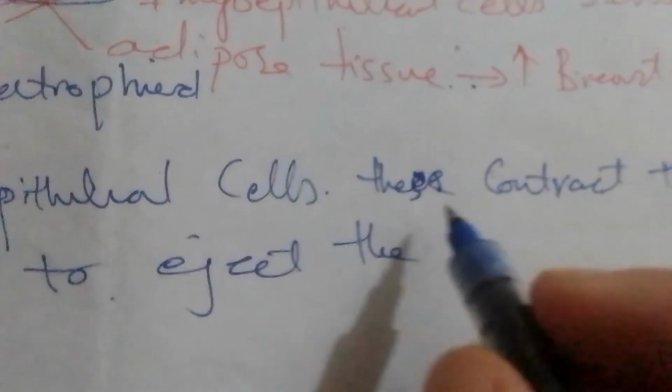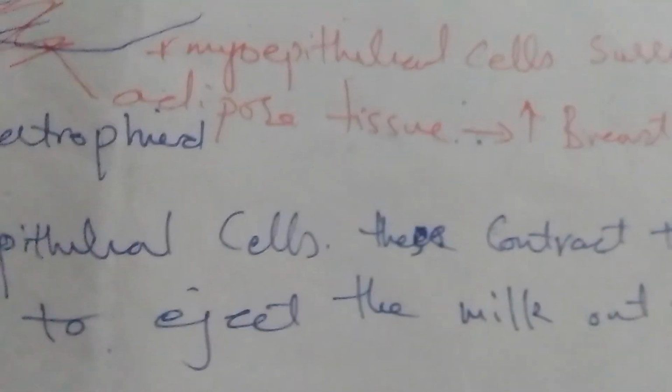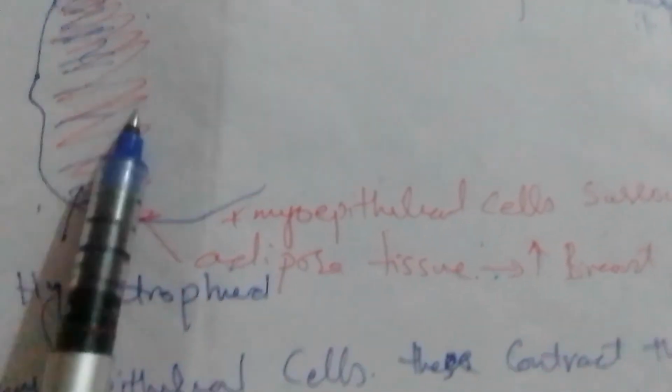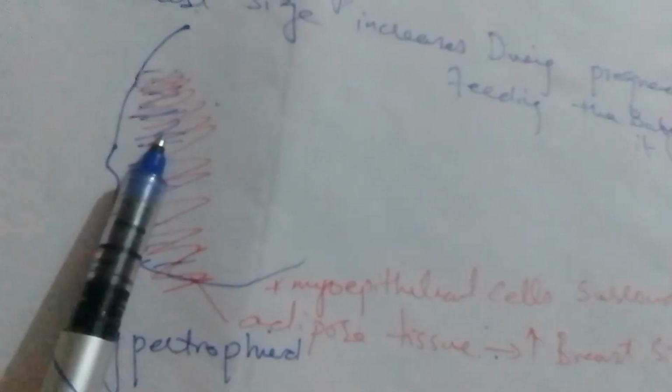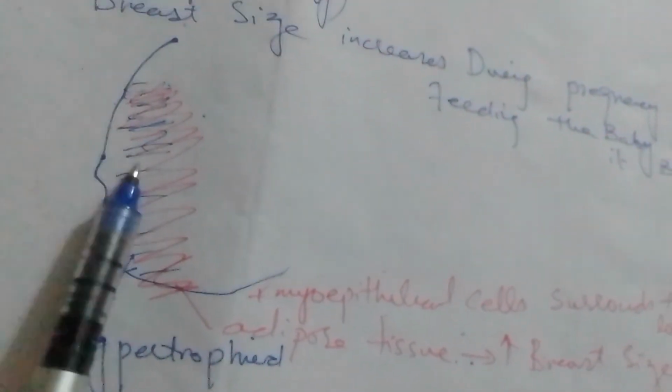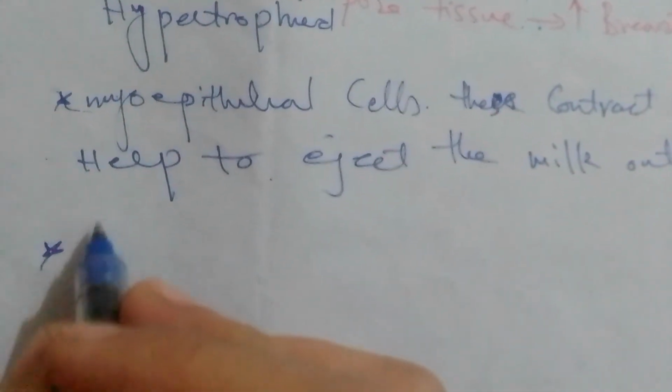So what is the stimulus for ejection of milk? The stimulus is the suckling of the breast by the baby. If the baby sucks the mother's breast, this is the stimulus for the posterior pituitary to release oxytocin. Then this oxytocin comes to the breast, to the myoepithelial cells, and contracts them.